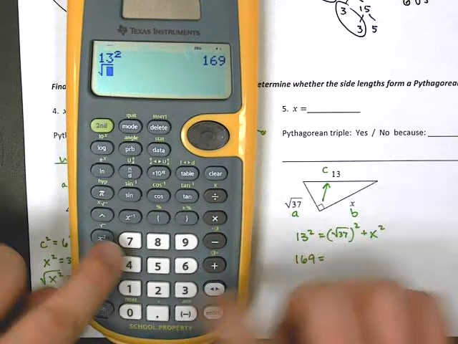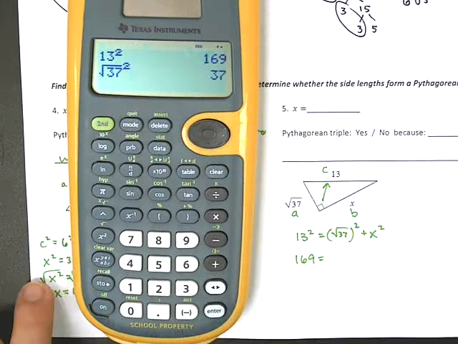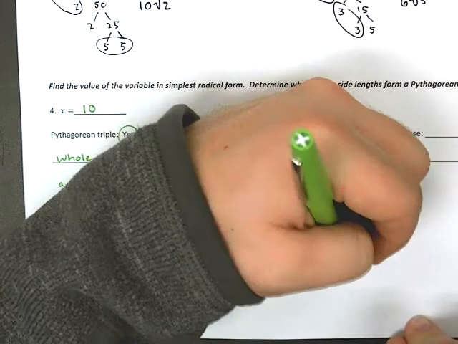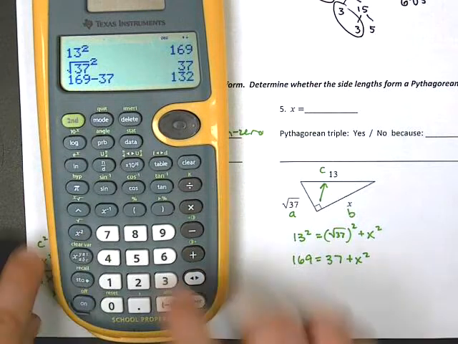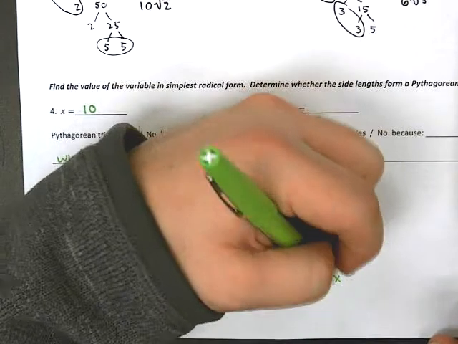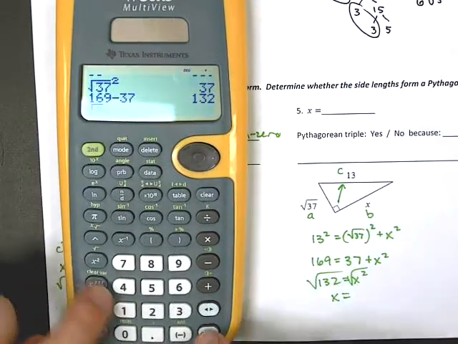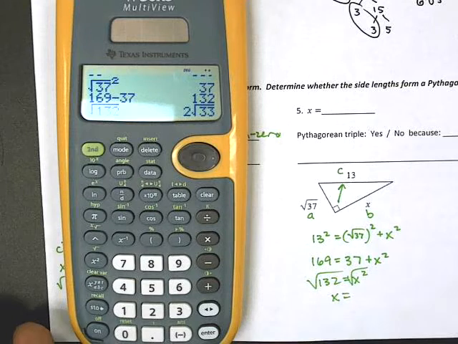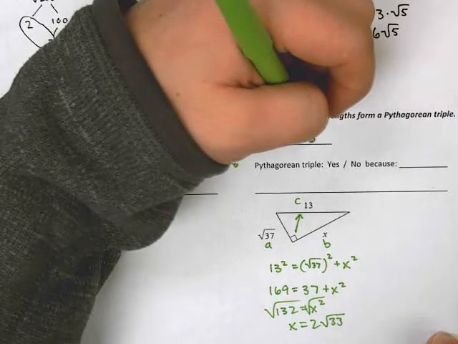169. What happens when I have the square root of a number, and then I square it? It just becomes that number. Alright, so 169 minus 37 is 132. And then, of course, I need to square root both sides. So x equals square root of 132 is 2 root 33. So I rewrite it as my final answer.